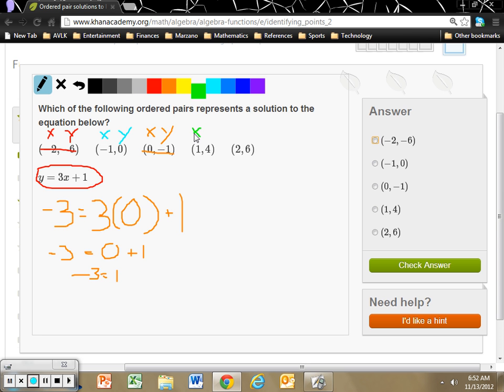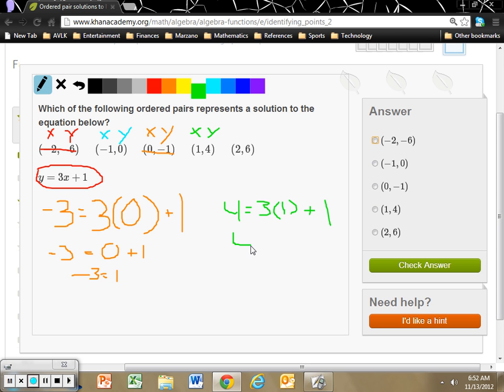We have x equaling 1 and y equaling 4. I substitute in, so now we have the y is equal to 4. We now have 3, let me put my equal sign here, 3, again, times 1, because my x value is worth 1, plus 1.